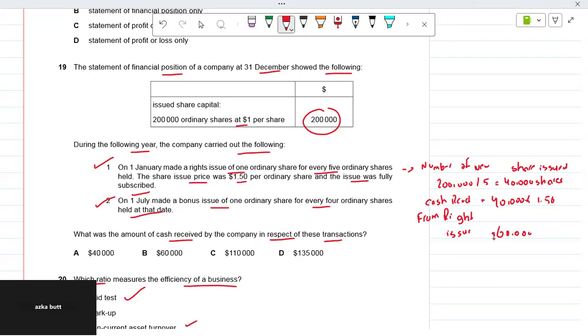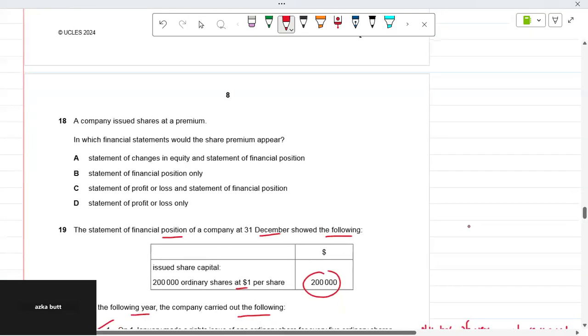And if you see the bonus issue, on 1st July, a bonus issue of one ordinary share for every 4 ordinary shares held at the date. So there is no issue price for the bonus issue. That's why we will receive only $0 cash from the bonus issue. That's why the right answer is B. We receive the amount only from the rights issue. Okay, so let's see question number 18.